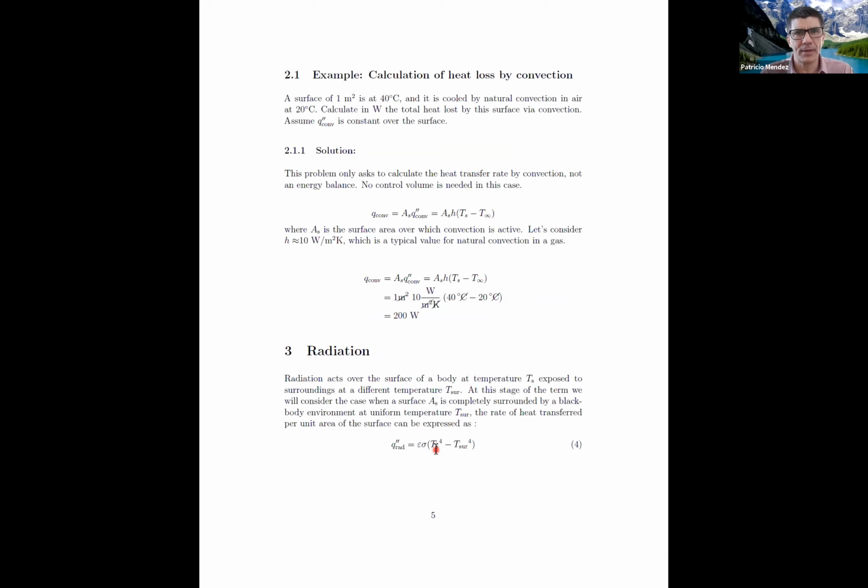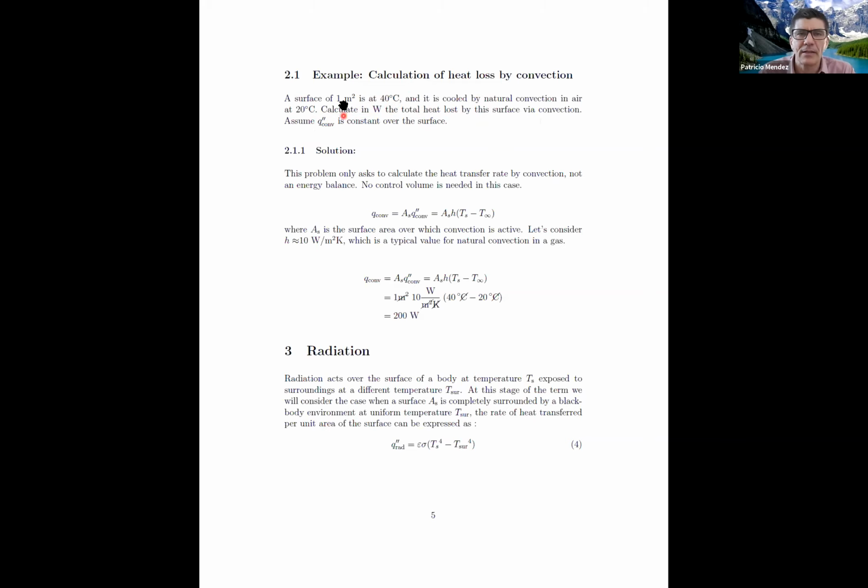So let's do an example of calculation of heat loss by convection. This is just to go through the mechanics, because this problem is so simple that it's like Mickey Mouse, right? So the question here is, if we have a surface of 1 meter square at 40 degrees C, and we cool it by natural convection in air at 20 degrees C, that would be the case of having a 1 meter square surface at 40 degrees in this room, or the room where you are now. The question is, what is the total heat loss by the surface?